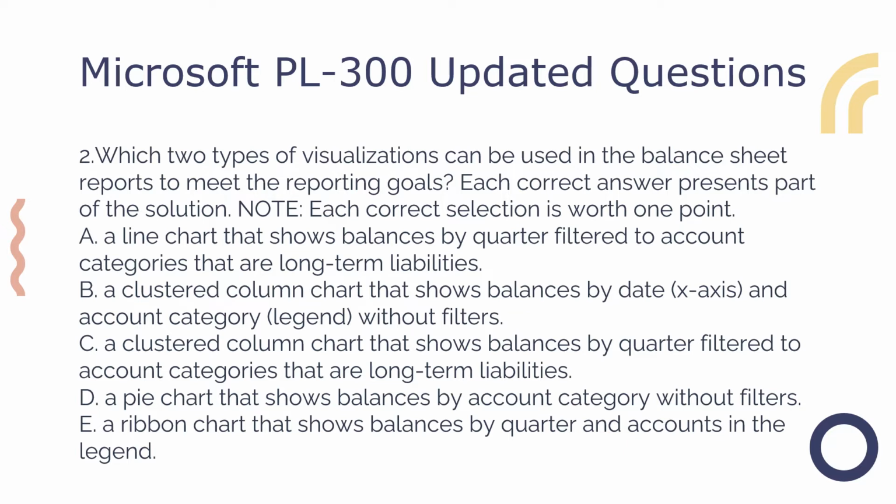B. A clustered column chart that shows balances by date, x-axis, and account category, legend, without filters. C. A clustered column chart that shows balances by quarter filtered to account categories that are long-term liabilities. D. A pie chart that shows balances by account category without filters. E. A ribbon chart that shows balances by quarter and accounts in the legend.